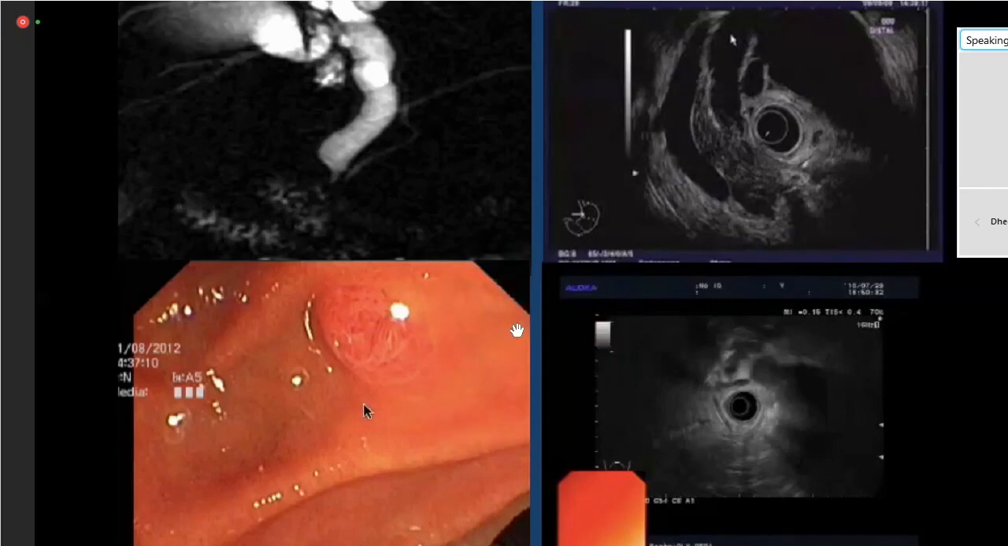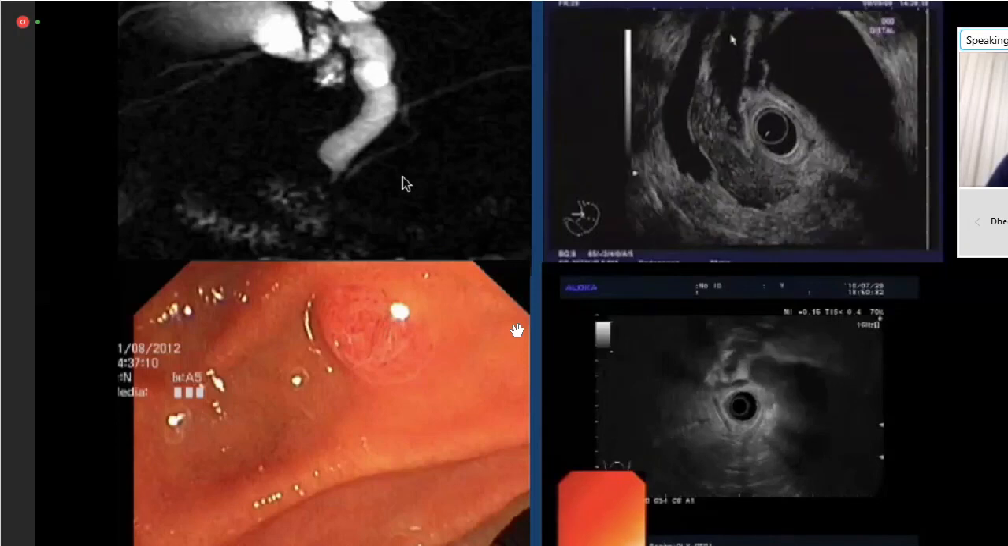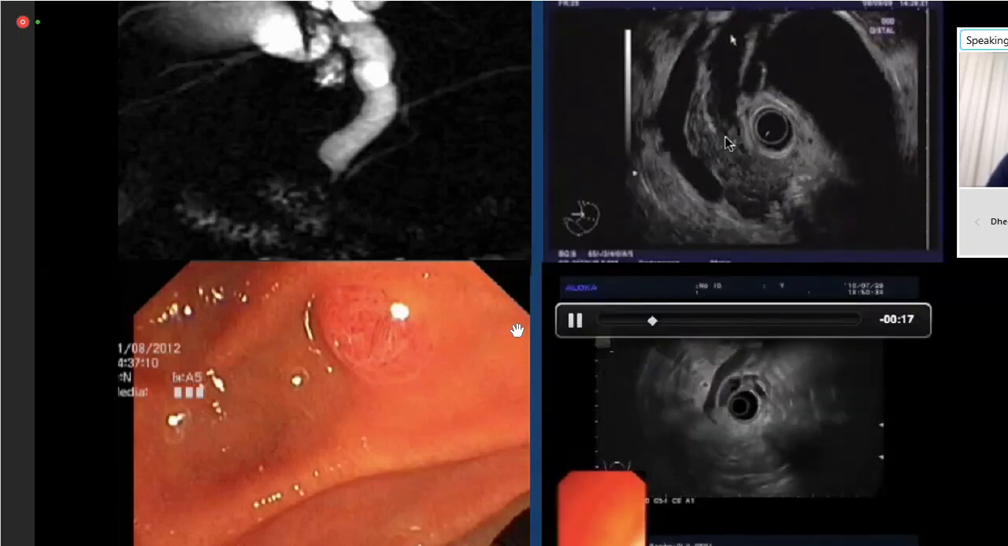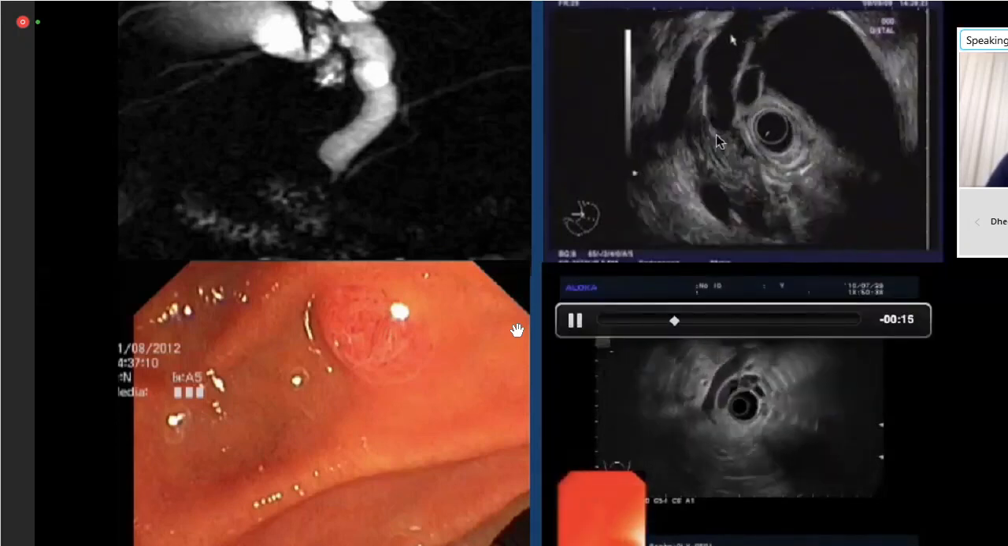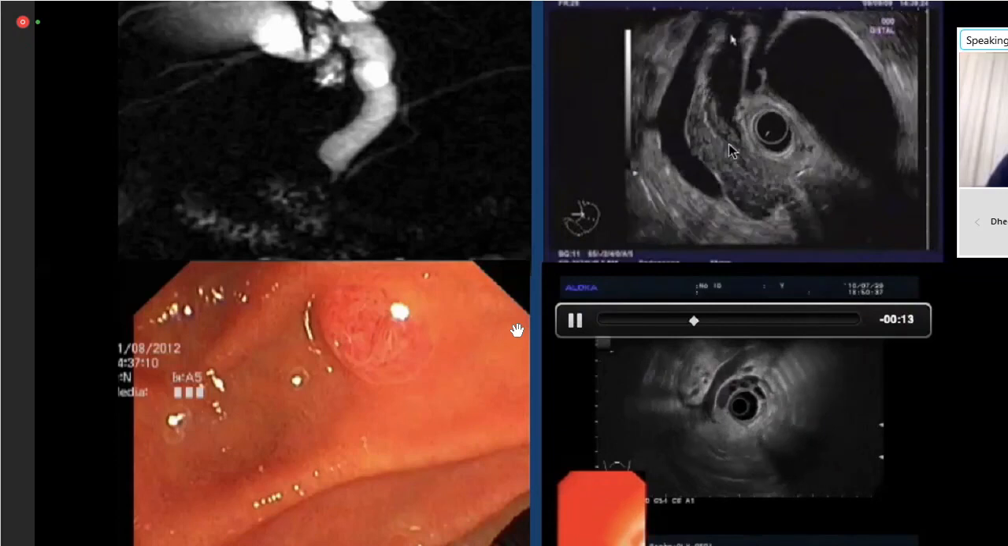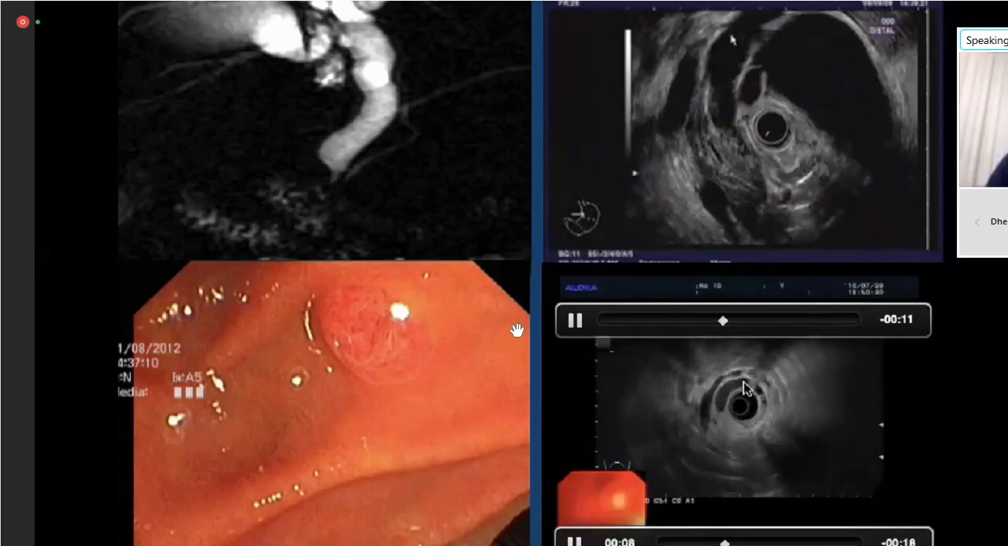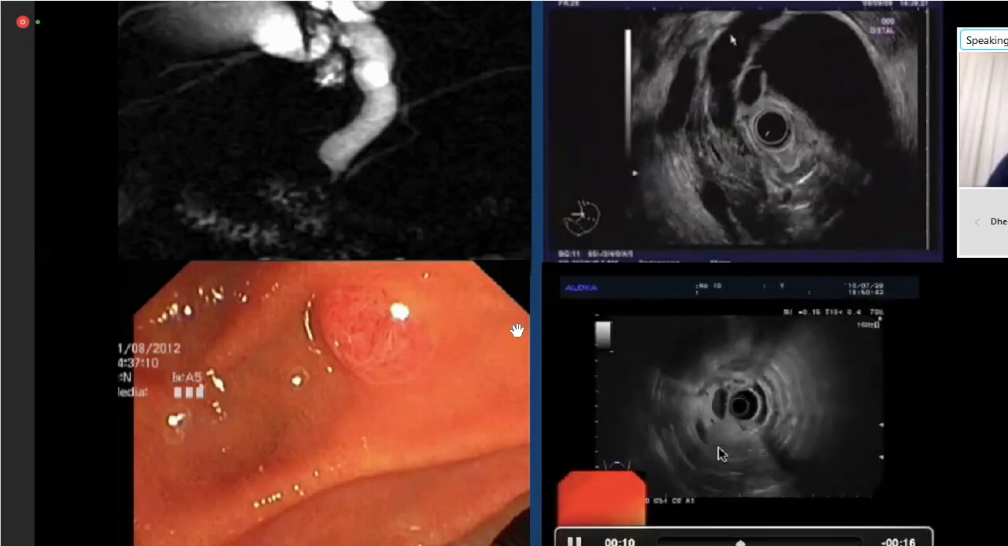So if the patient has a normal ampulla on the side wing and MRCP is like this, and if you do an EUS, look at here, endoscopic ultrasound, a thickening of the lower end of the CBD, and possibility of cholangiocarcinoma is there. Here is the dilated common bile duct, and you see a small tumor at the ampulla.